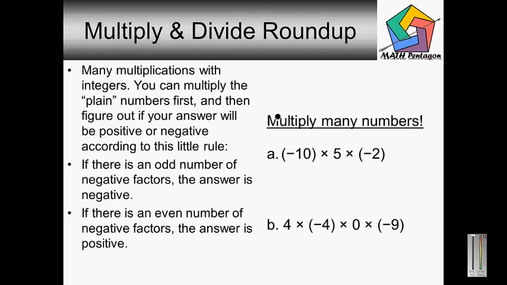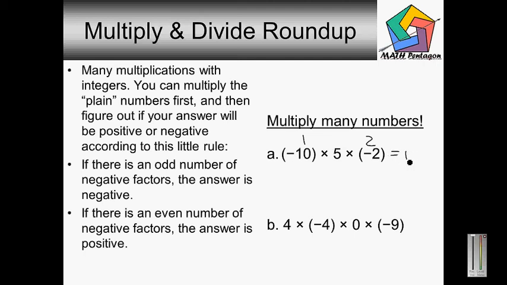Many multiplications with integers, you can multiply the plain numbers first and then figure out if your answer will be positive or negative according to this little rule. If there is an odd number of negative factors, the answer is negative. If there is an even number of negative factors, the answer is positive. So here we have 1, 2, we have 2 negative factors. So the answer is going to be positive.